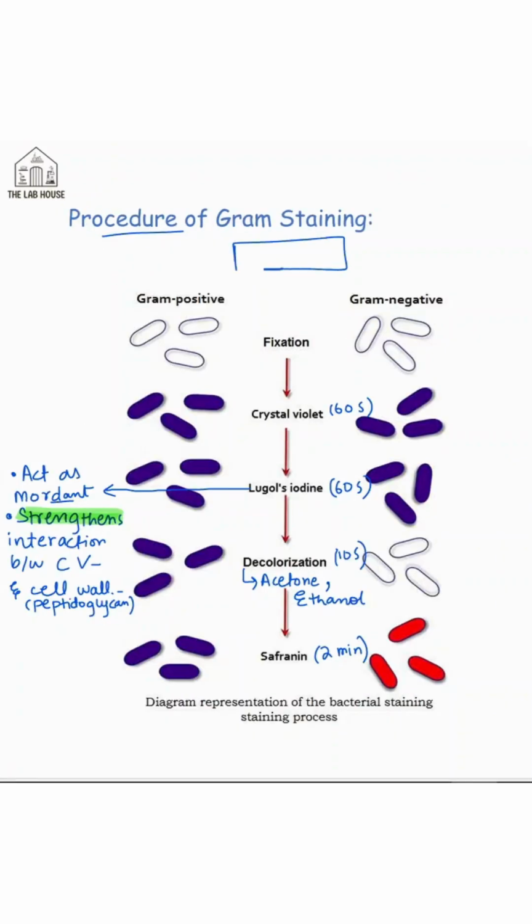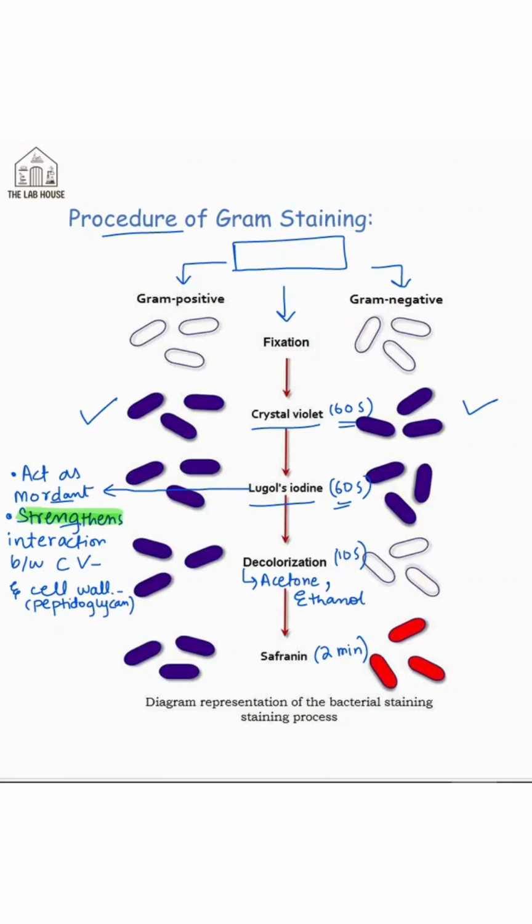Now, the procedure of Gram staining. We take the sample on a glass slide that contains both Gram-positive and Gram-negative bacteria. The slide undergoes heat fixation, then we immerse the slide in crystal violet stain for 60 seconds. That stains both the Gram-positive and Gram-negative bacteria purple. Then we immerse the slide in Lugol's iodine for another 60 seconds. Lugol's iodine acts as a mordant because it strengthens the interaction between the crystal violet stain and the cell wall.